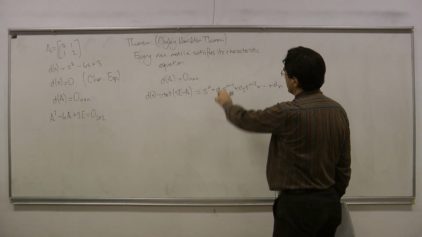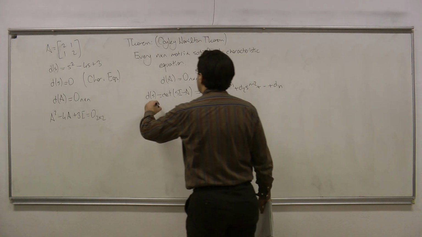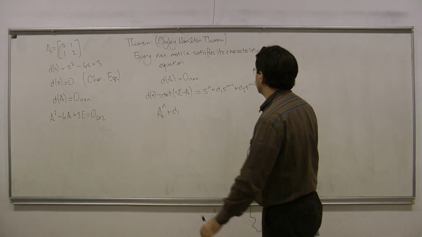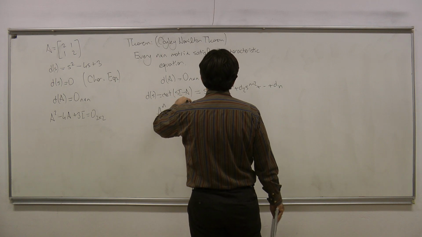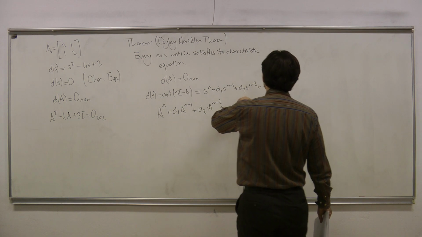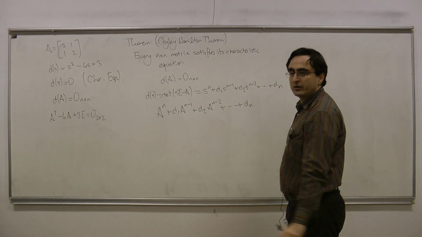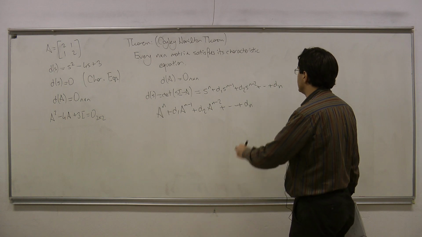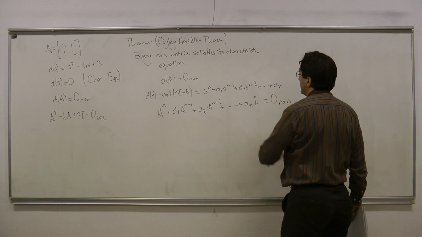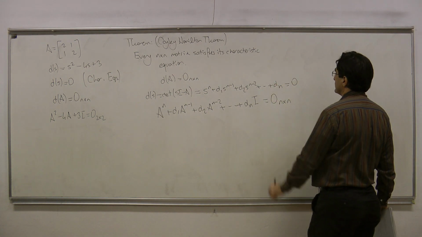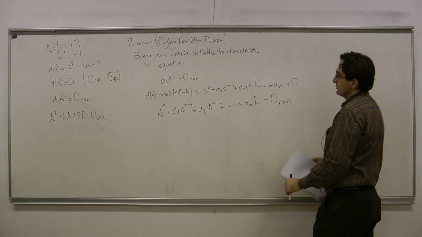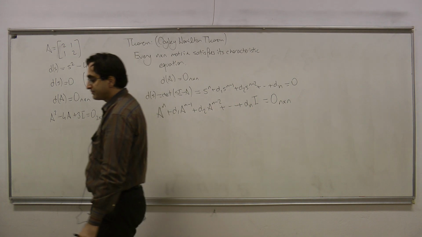And d of A equal to 0, n by n means A to the n plus, substituting s equals A here, d1 A to the n minus 1 plus d2 A to the n minus 2, going until dn. Here I cannot put a scalar. I need to put the identity transformation, which is the identity matrix. That is equal to 0, n by n. Okay? So that is my characteristic equation. Here I have only scalars, and here the matrix version, which is the Cayley-Hamilton theorem.